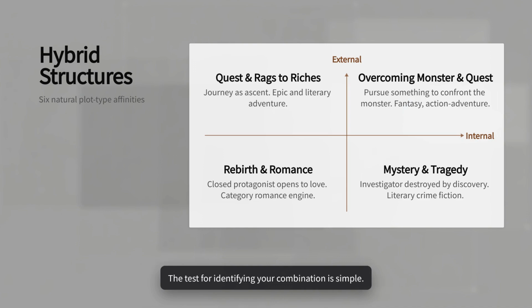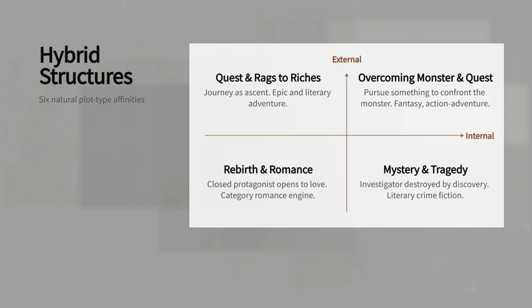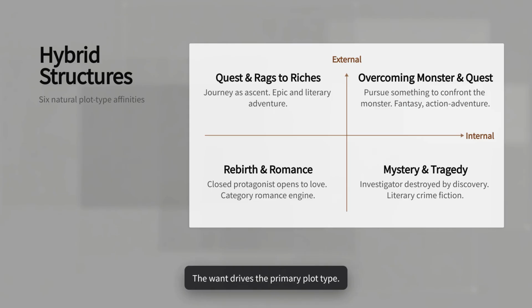The test for identifying your combination is simple. Identify what your protagonist wants most and what they fear most. The want drives the primary plot type. The fear determines which secondary type is running beneath it. The secondary engine is where the internal stakes live.